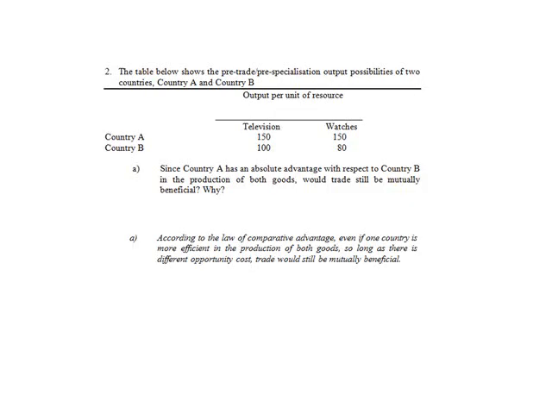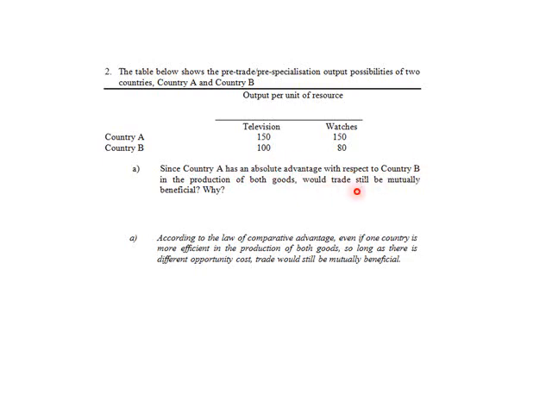Now, question 2 is a calculation question. Based on all these numbers, it says, since country A has an absolute advantage with respect to country B, let's see whether it really has an absolute advantage or not. These are two countries, A and B, and these are the output per 1 unit of resource. So country A can produce, with 1 unit of resource, 150 TVs or 150 watches. Okay. Country B can produce either 100 televisions or 80 watches. Okay, so country A can produce more of TV and more of watches. Now we can confirm that country A has an absolute advantage with respect to country B.